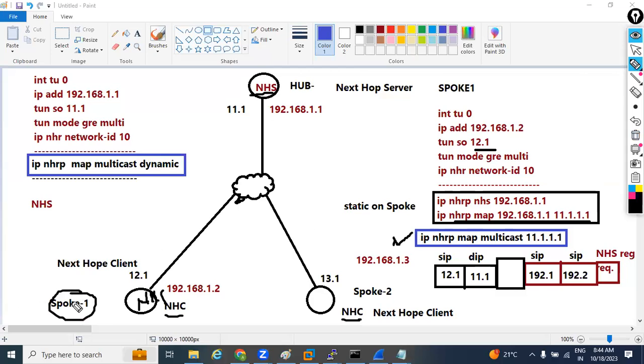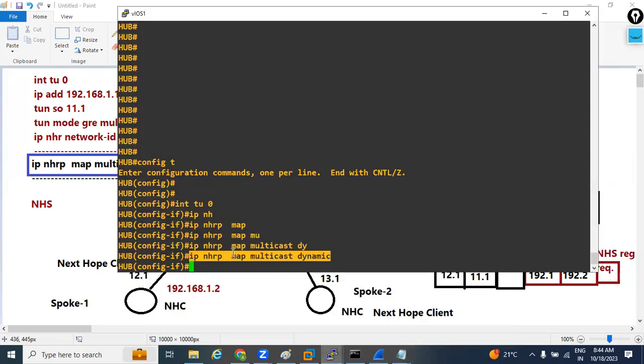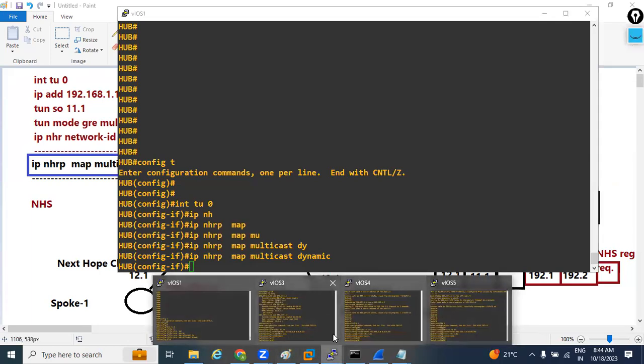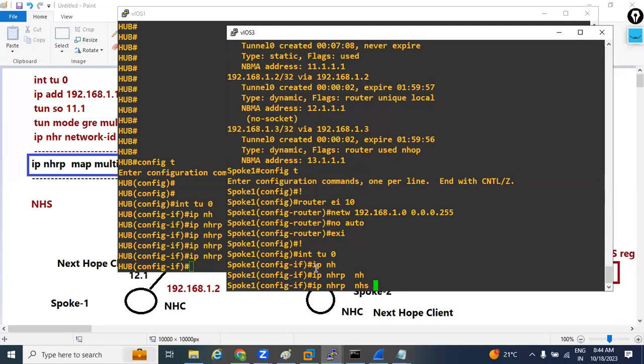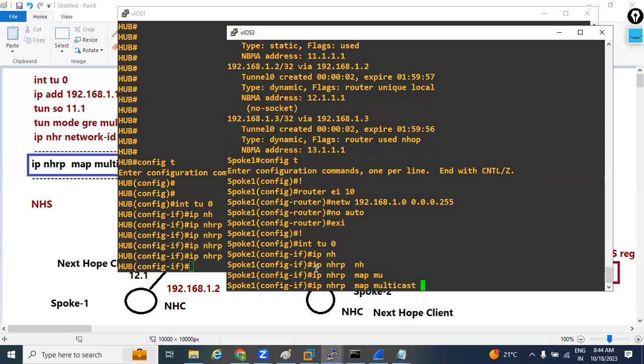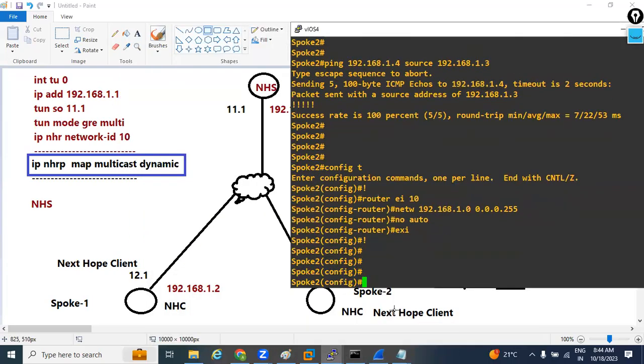Most of the time in the spokes, like 95% of commands will remain the same, except two commands: the IP address and the tunnel source. After this, all commands are going to remain the same. Now, I have already configured it on the hub. This is interface tunnel 0, IP NHRP map multicast. I'll just copy this command and paste it on all the spokes.